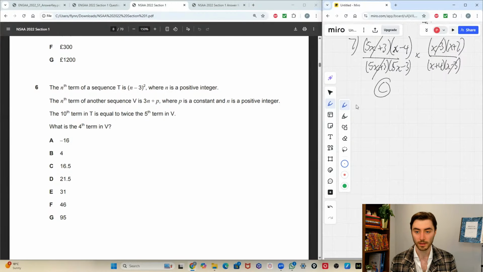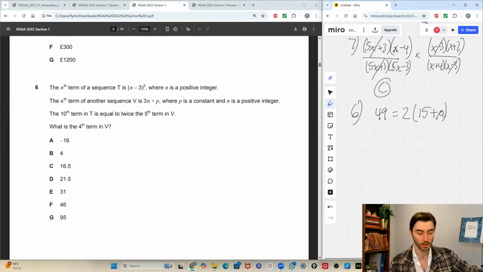Okay, so 6. Nth term of a sequence is that. Nth term of another sequence is that. The 10th term in t, so I'm just slowing down for this, this is the important bit. So the 10th term in t, which is 49, is equal to twice the 5th term in v, which is 15 plus p. Is that right? So the 10th term in t is, yeah, it's definitely 7 squared is 49.